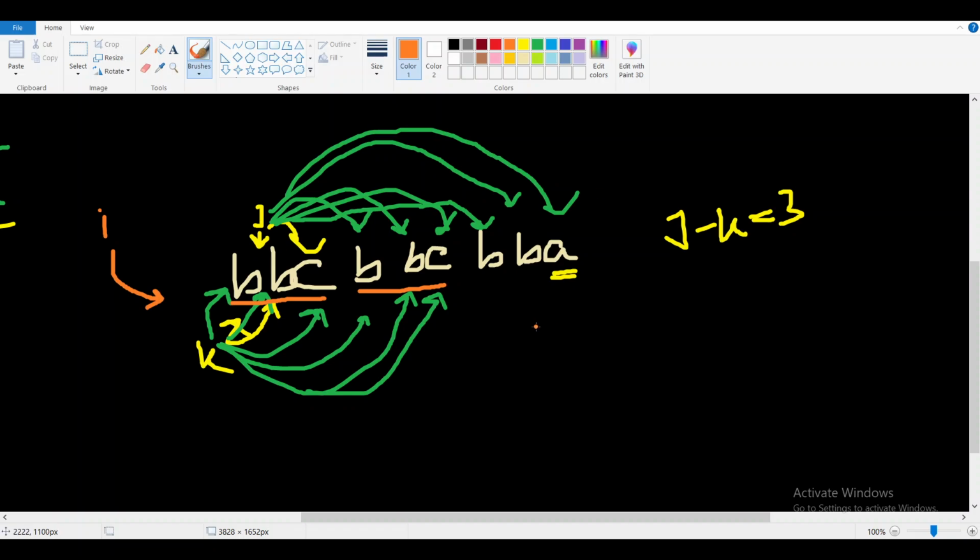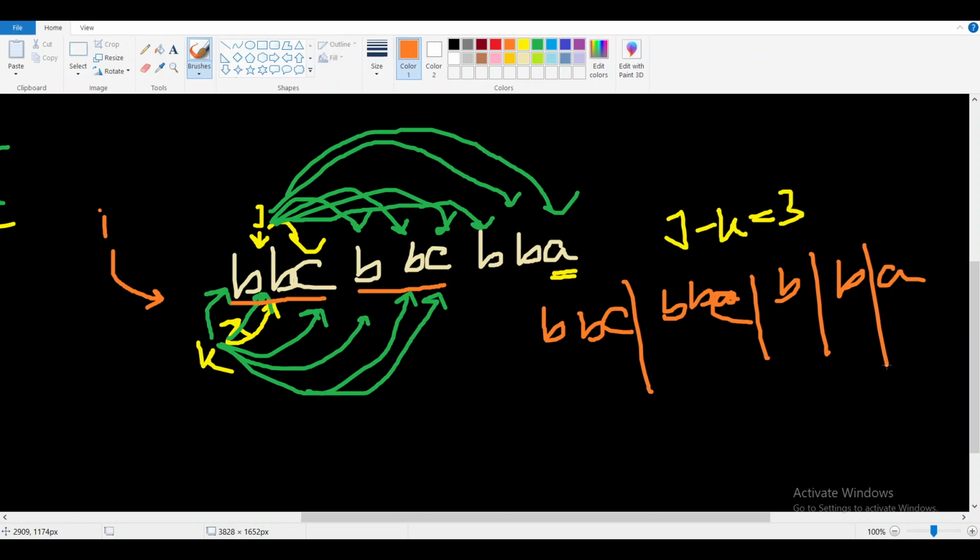So the Lyndon factorization of the given string will be BBC, BBC, and we have to do the Lyndon factorization again for this BBA. The Lyndon factorization of BBA will be B, B, and A. So the result is BBC, BBC, B, B, and A. There are 5 Lyndon factors.